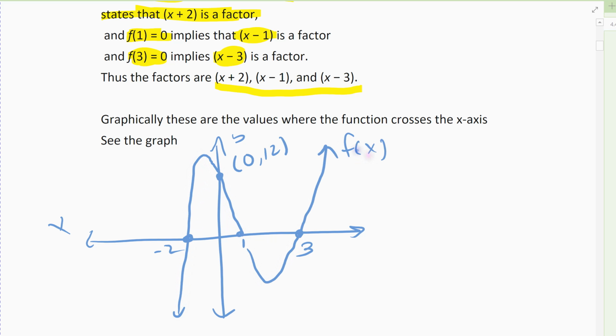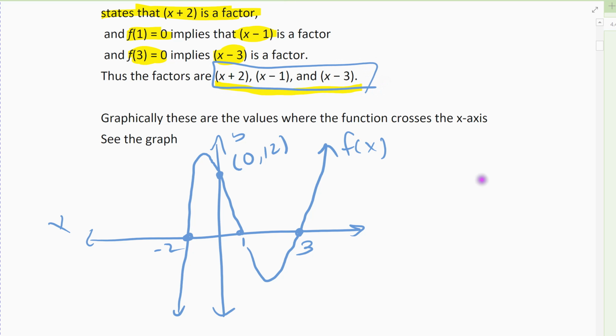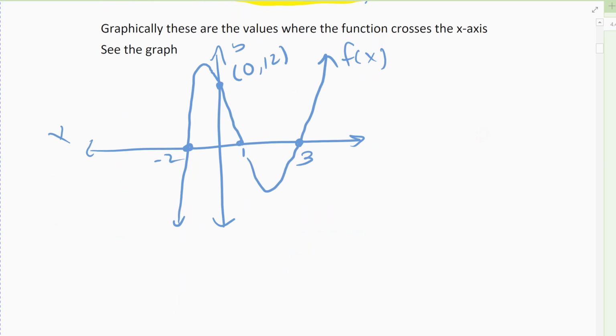So f of x, where again my zeros are at -2, 1, 3. And so what that means is those are factors of my polynomial. If this is my function, at the factors the function crosses the x-axis nicely, and it does. At those factors, it crosses my x-axis nicely, meaning it's not bouncing off. There's no weird kink or shape in it. It's just smoothly crossing my x-axis.